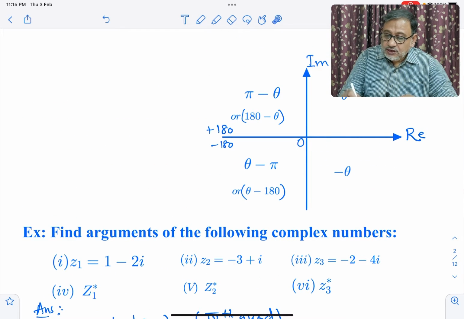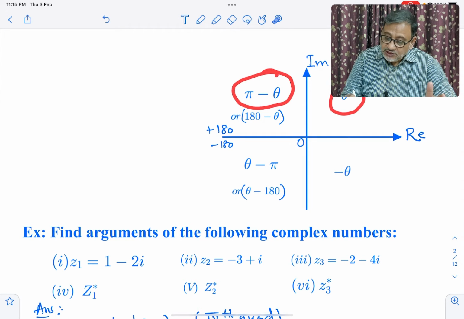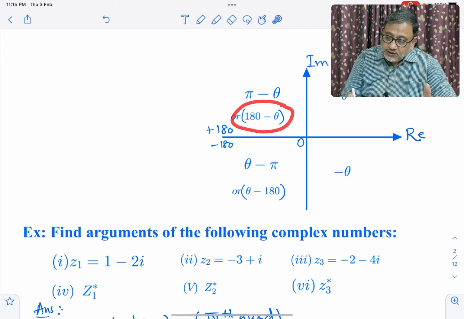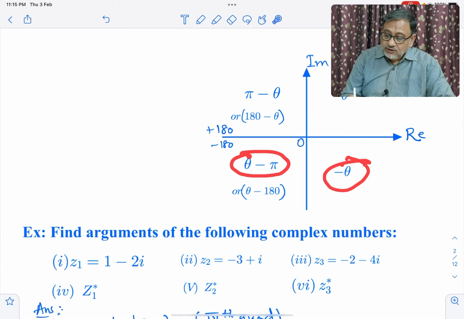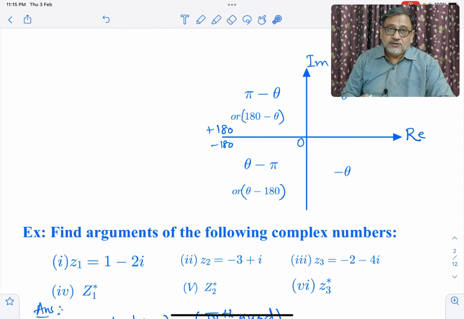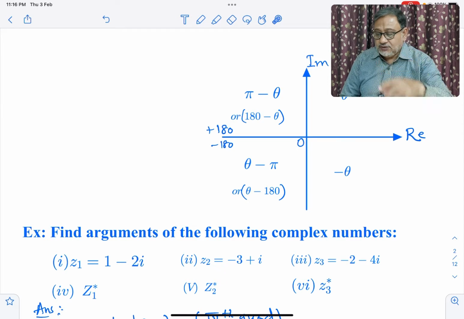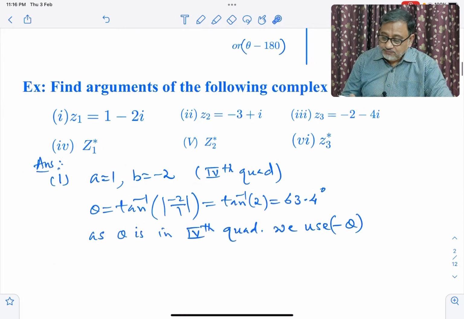Look here. Here I have explained in the first quadrant theta only. In the second quadrant pi minus theta or 180 minus theta. In the fourth quadrant we write negative of the theta. And in the third quadrant we write theta minus pi or theta minus 180. So I hope you will remember it. Also notice that your argument is never more than positive 180 or never less than negative 180. It will be between them.